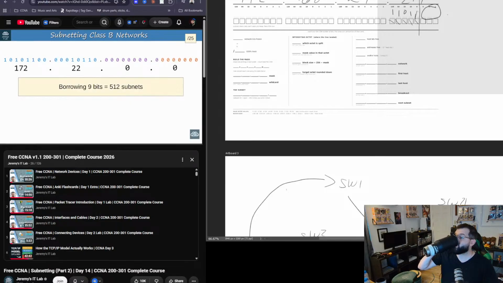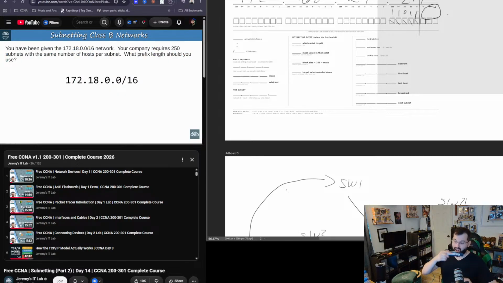So the correct answer is /25. We need to divide this Class B network into 500 subnets. So that means we have to borrow 9 bits, because 2 to the power of 9 equals 512. Notice that you can borrow bits even from the last octet, so you can use /25, /26, /27, etc., even with the Class B network.